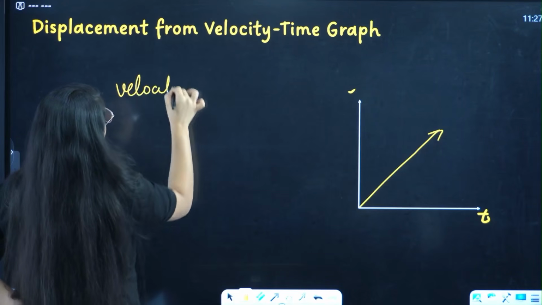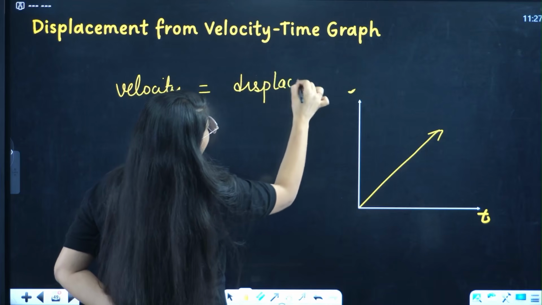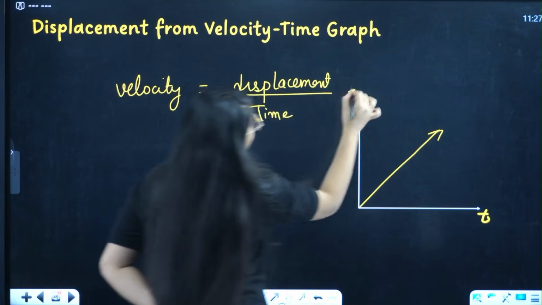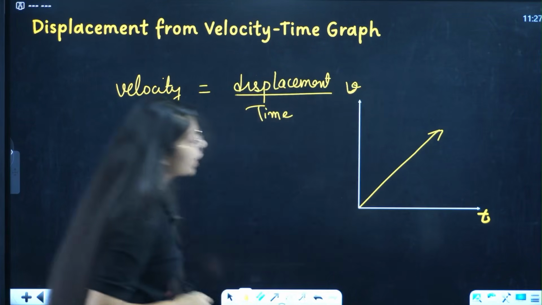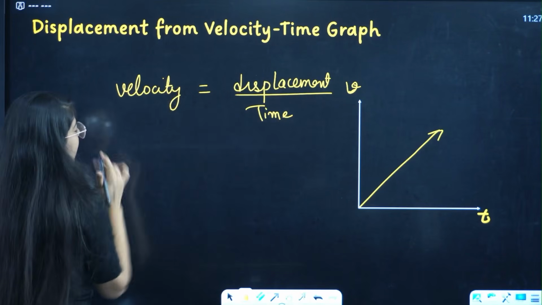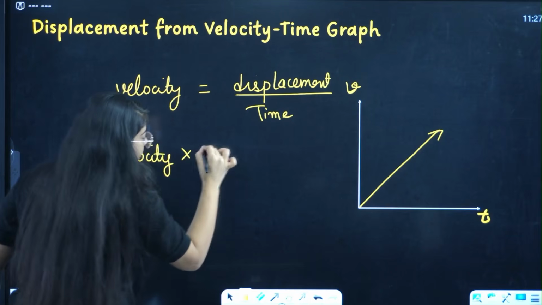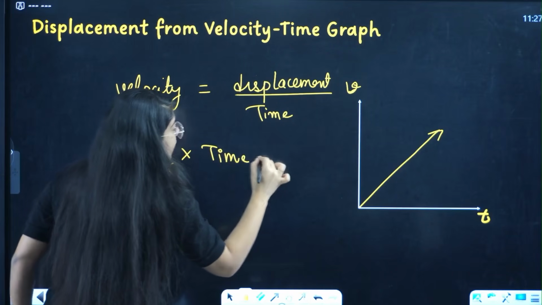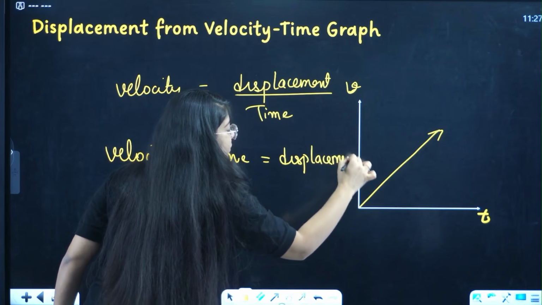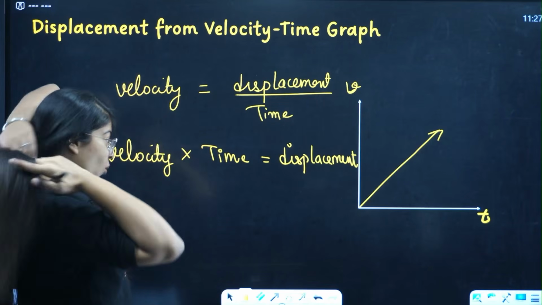Velocity is what? Velocity is displacement upon time. That was my velocity, right? This is the VT graph. Now see very carefully. If I take this time and cross multiply here, that will become velocity into time. Velocity into time equals displacement. Understood? Now see, very important thing.